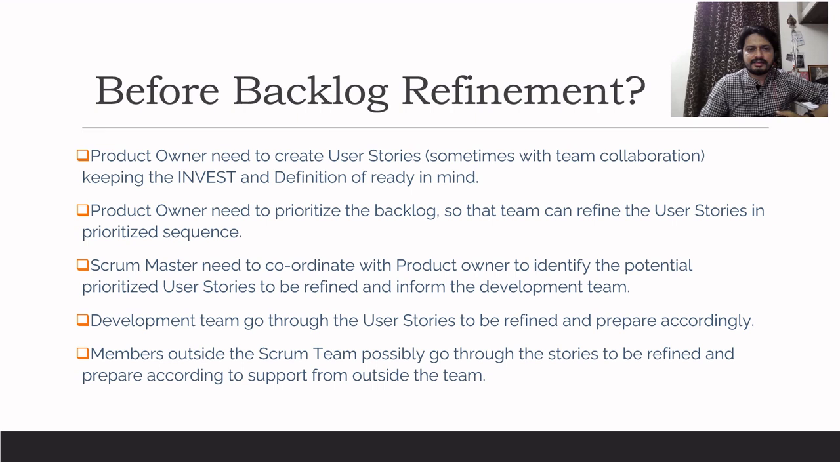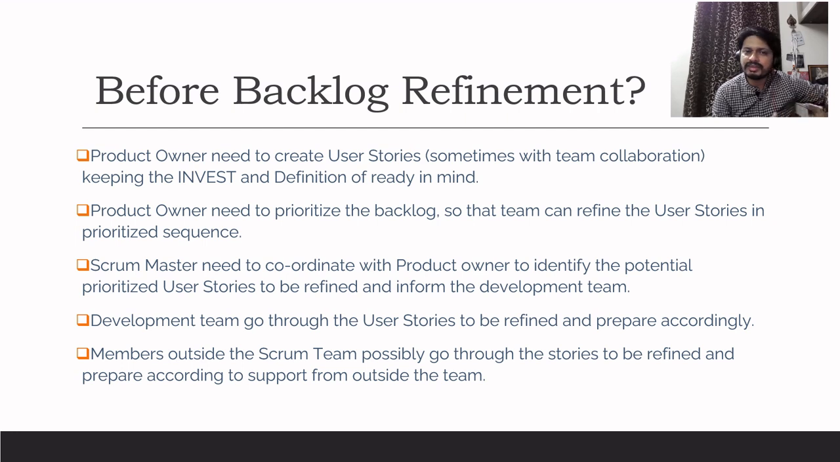Okay, so let's divide the backlog refinement into three parts: what is needed to be done before backlog refinement, what's needed to be done during backlog refinement, and what's needed to be done after backlog refinement. So the first of these three parts is before backlog refinement. Who is responsible for doing what? So I'll go by points.